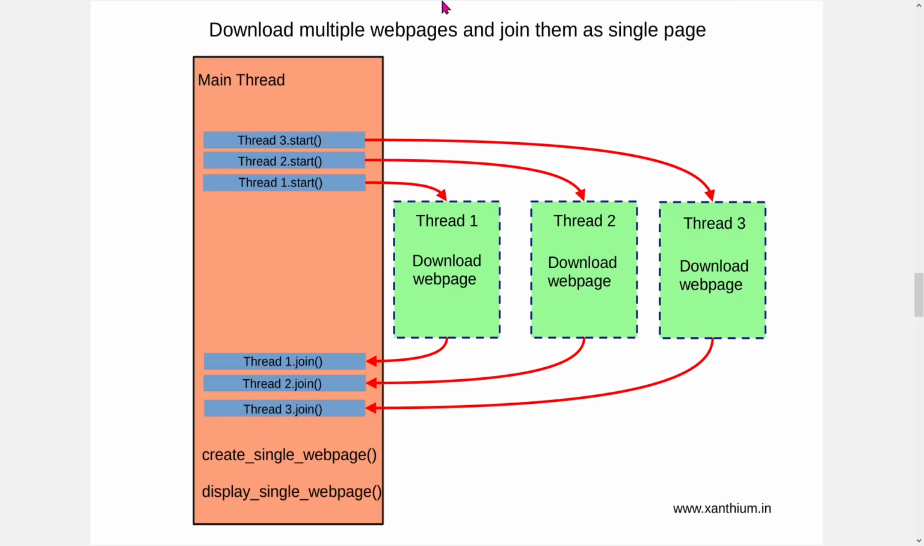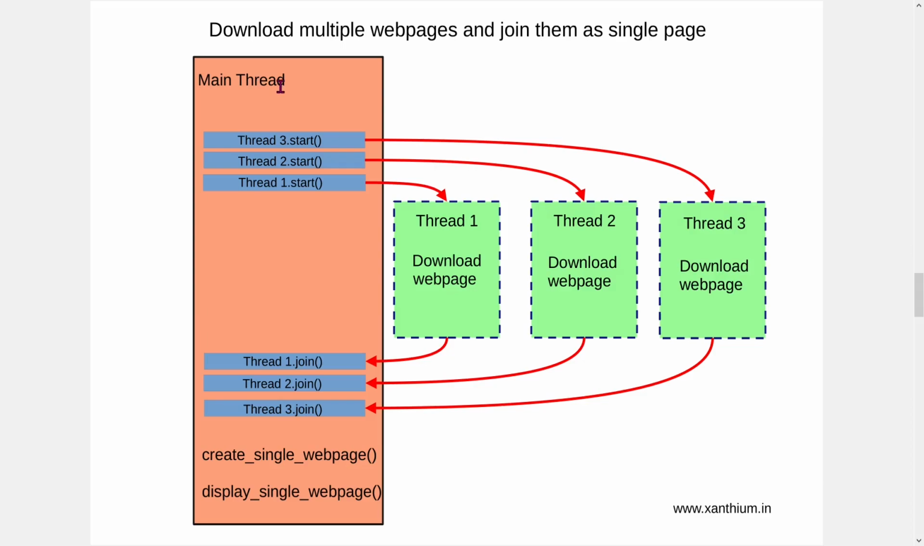Here we have a simple hypothetical program that will help to illustrate the use of the join statement. Here we have the main thread. The main thread will start 3 separate threads that will download a web page. All 3 of them will download a web page, and then it will create a single web page from all these 3 and then display it on the window. Now this is the hypothetical program. We will not be discussing the source code here. I just want to illustrate how the join method is used.